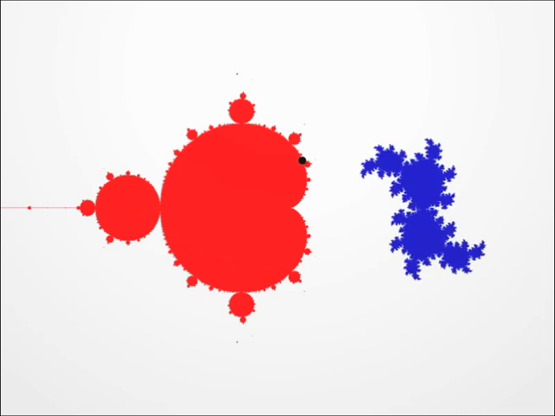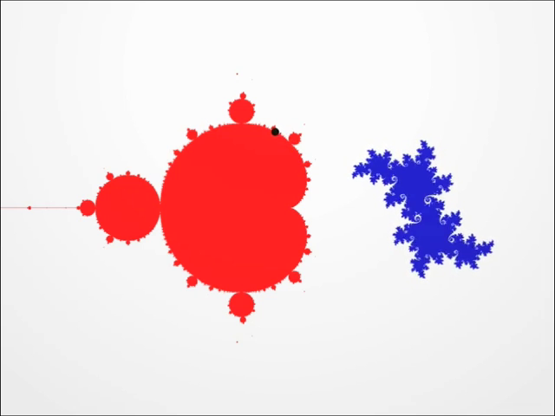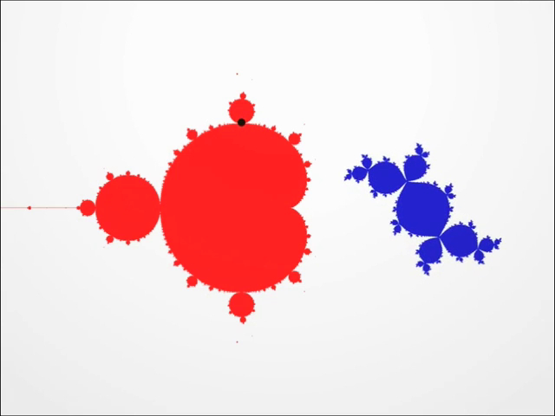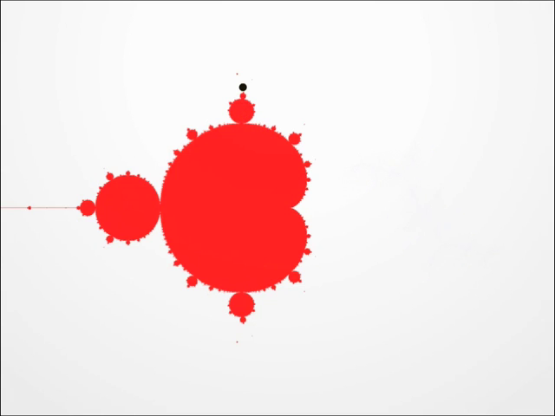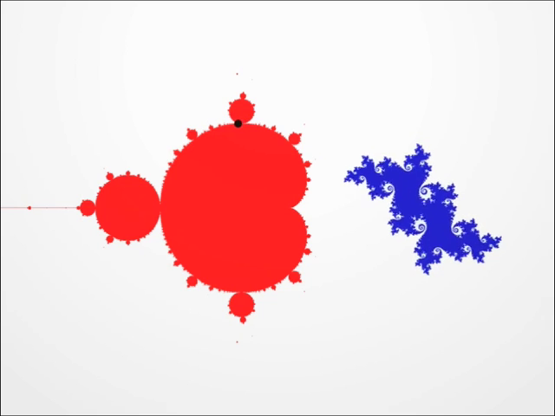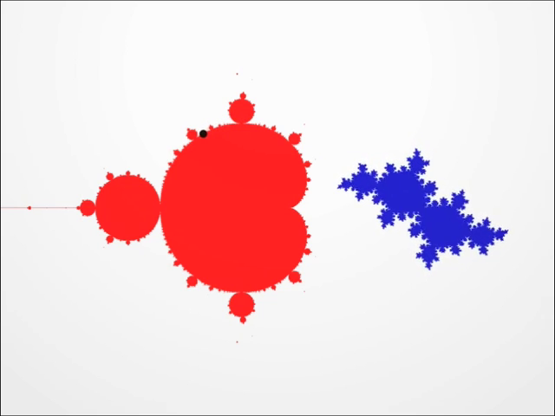But sometimes, for some values of c, the Julia set seems to disappear. One cannot see anything anymore on the screen. Like now, for instance. The truth is that the Julia set blew up into an infinite number of pieces so small that you don't see anything on the screen.